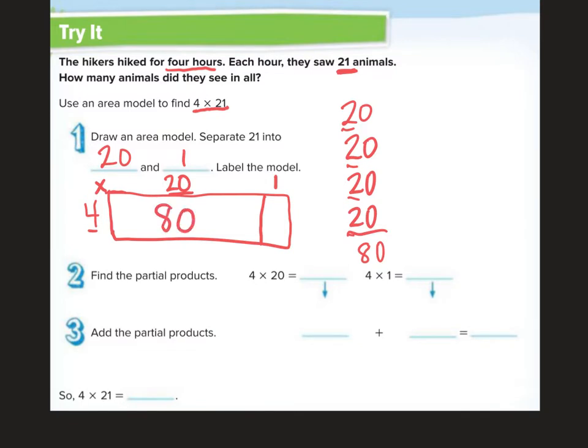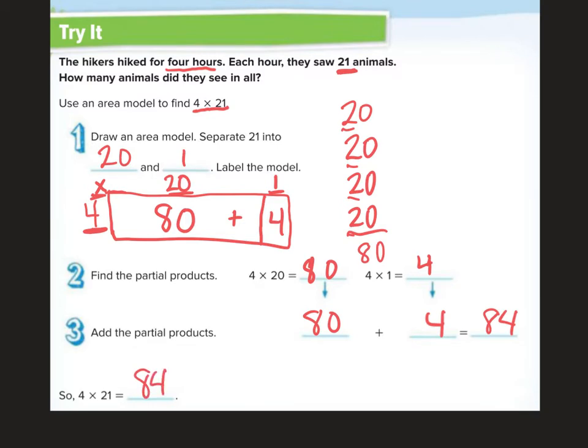Okay, and then I have to do 4 times 1. 1 group of 4 or 4 groups of 1 is just 4. Okay, so now I need to add 80 plus 4. Here we go. 4 times 20 is 80. 4 times 1 is 4. And then if I take 80 plus 4, I would get 84. So 4 times 21 is 84.